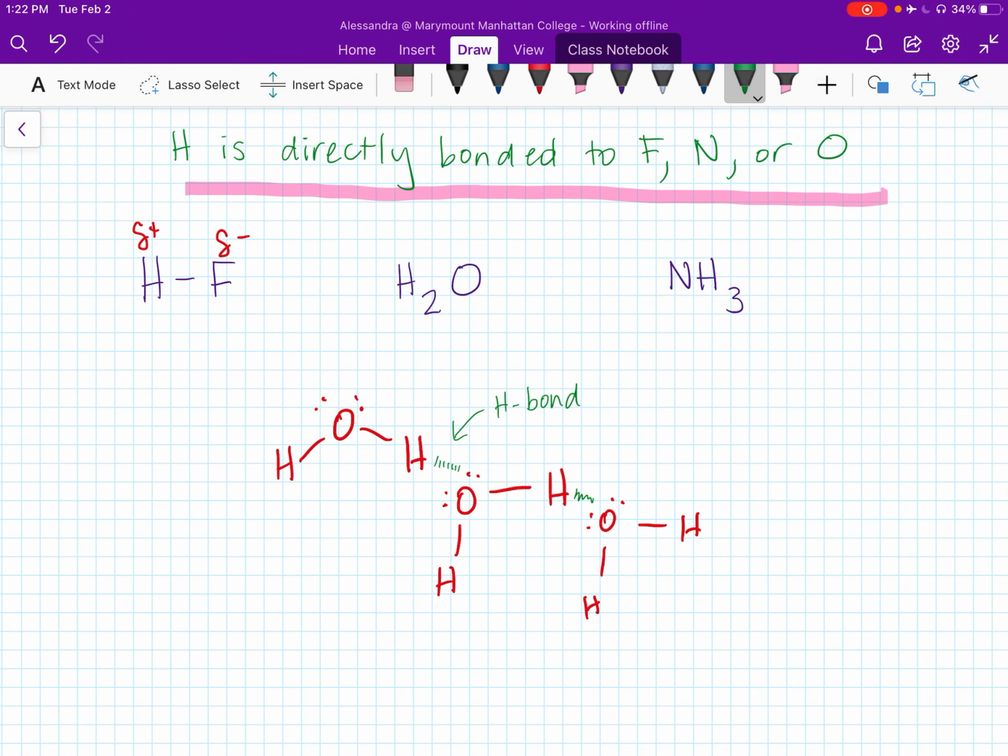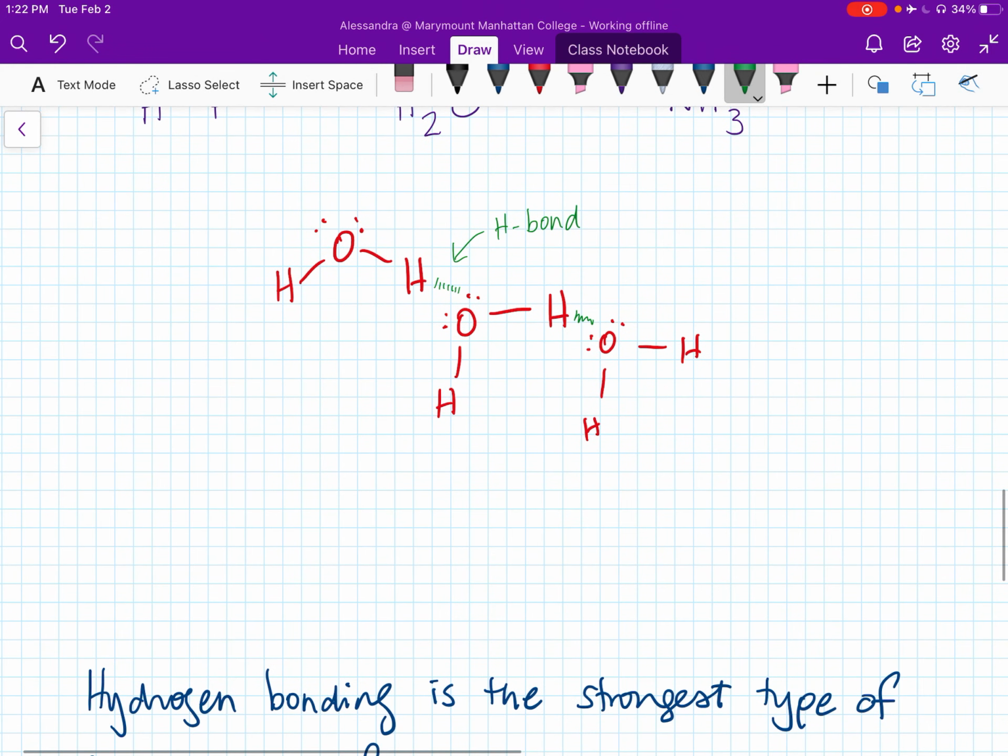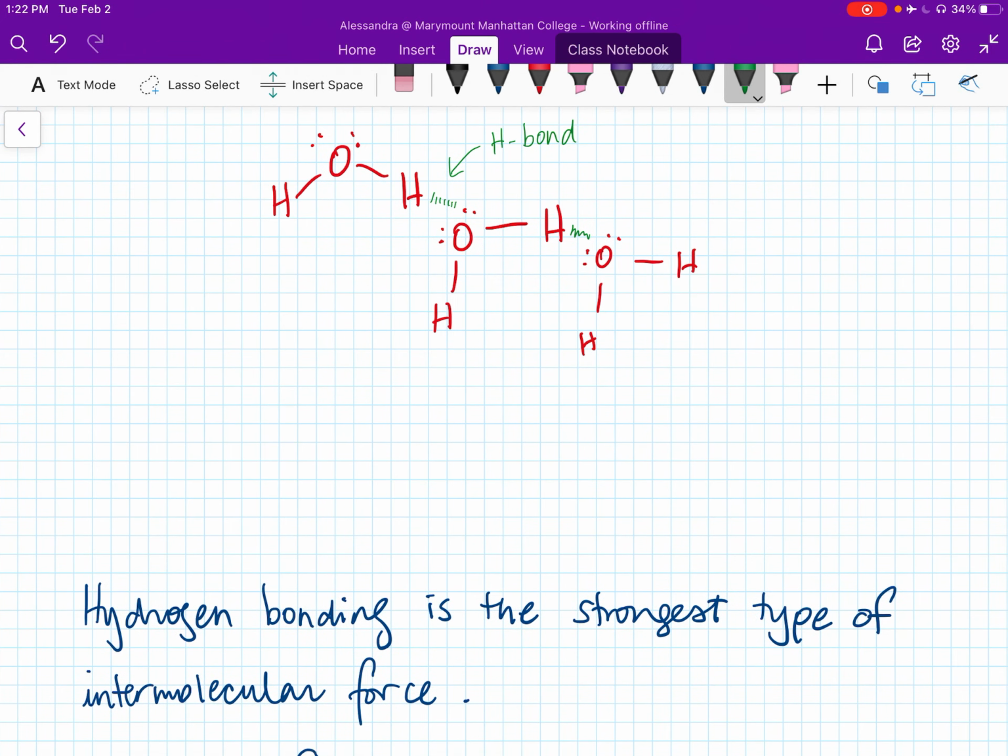The stronger the intermolecular forces, the higher the boiling point is going to be because the molecules are more attracted to each other. They don't want to vaporize. So hydrogen bonding is the strongest type of intermolecular force. It's not as strong as a true bond, like an ionic bond or a covalent bond, but it's the strongest type of intermolecular force.